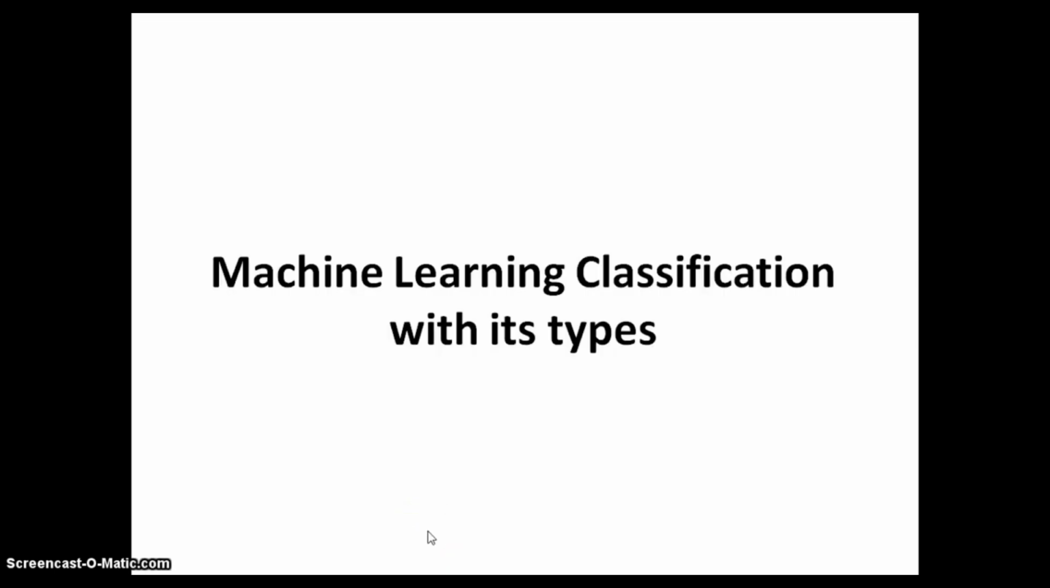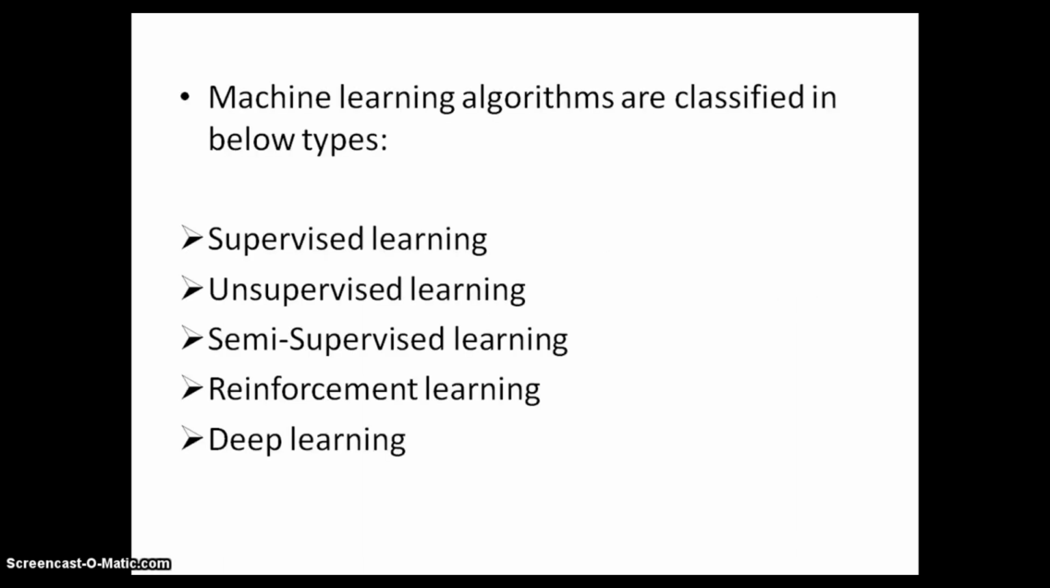Machine learning classification with its types. So today we will be seeing what are the machine learning categories and what are the different types of algorithms that are under the machine learning category. In the previous video we already saw that there are broadly three categories of machine learning algorithms, that is supervised, unsupervised and reinforcement learning. Today the other two categories are semi-supervised learning and deep learning.